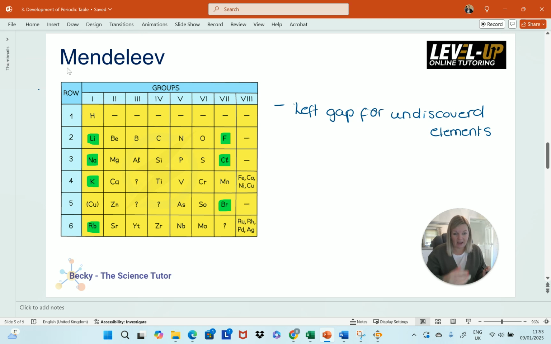Okay. However, those elements did in time become discovered. So we left gaps for undiscovered elements. Remember, now that we had discovered electrons, protons and neutrons, we understood a little bit more about their chemistry, how they react, why they react the way that they do. So rather than just put them in atomic weight order, he kind of combined atomic weight and chemical properties. So I'm going to put that up at the top.